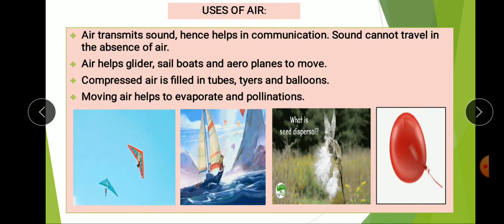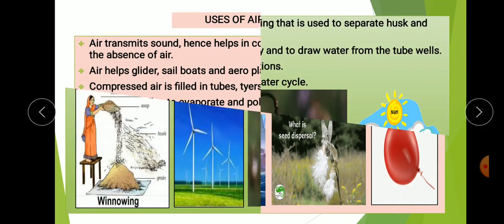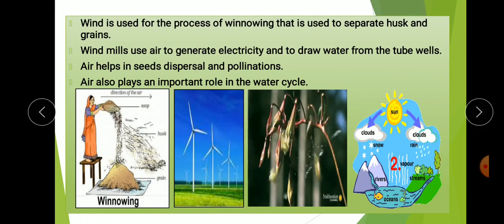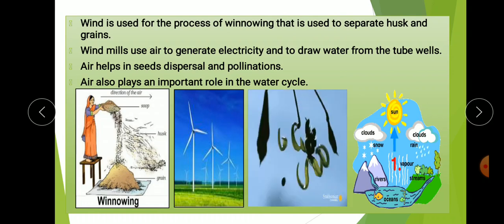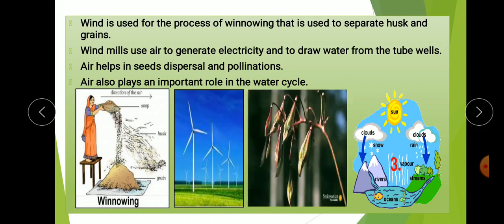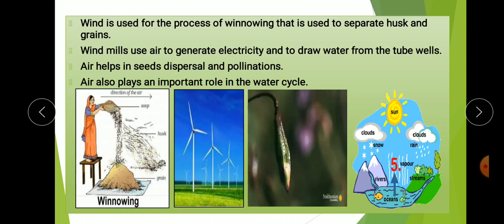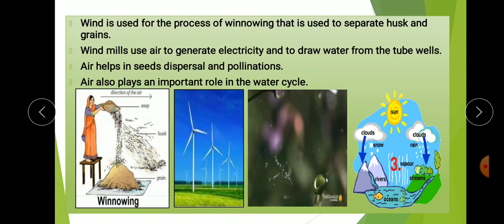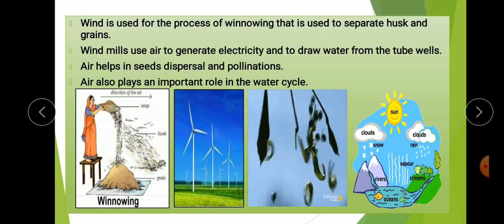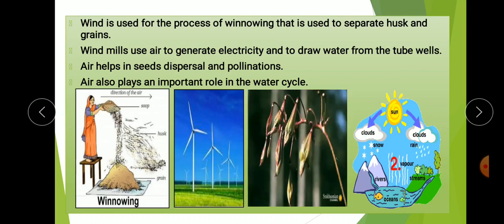Moving air helps in evaporation and pollination. Next, wind is used for the process of winnowing, which is used to separate husk and grains. Windmills use air to generate electricity and to draw water from tube wells.